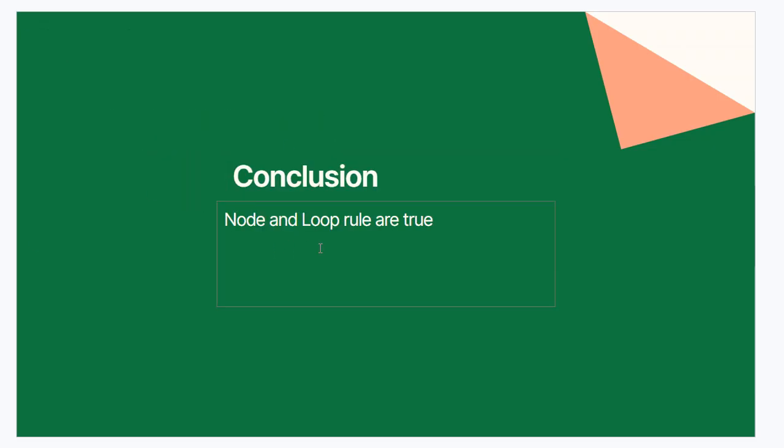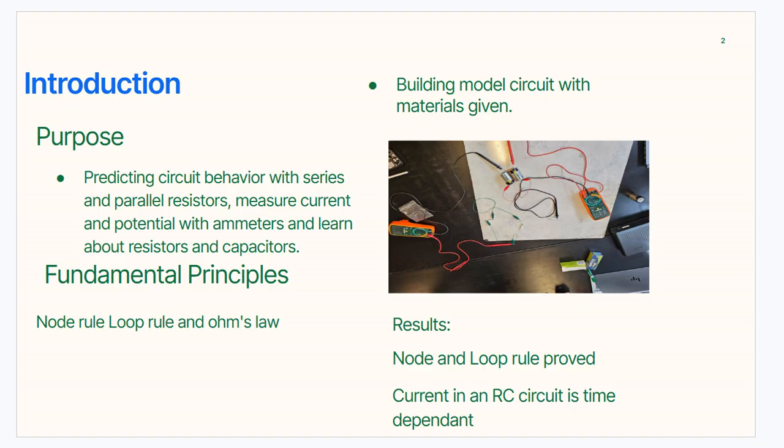Anyways, node and loop rule are true, and I forgot to include this, but current in an RC circuit is time dependent. Thanks.